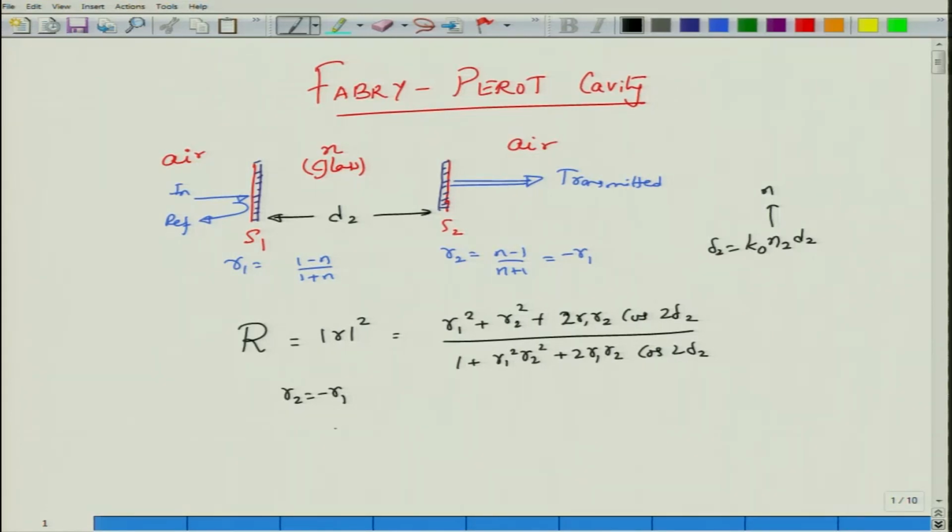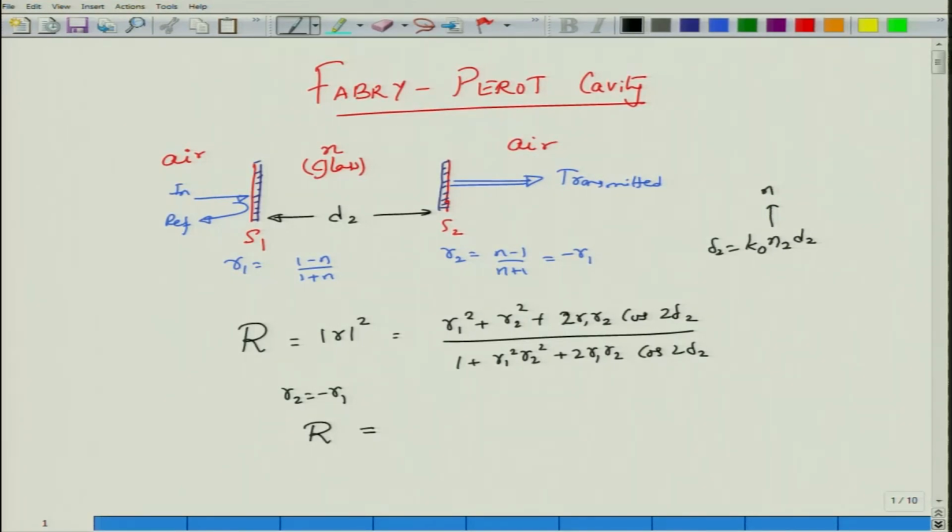Okay. So when you simplify the expression, which I will leave as an exercise for you, it is only a couple of steps. Substitute R2 is equal to minus R1, so the square doesn't really do anything to this, but R1 into R2 will have a negative sign now, and R1 R2 in the denominator will also have a negative sign. This term R1 square R2 square will be R1 to the power 4.